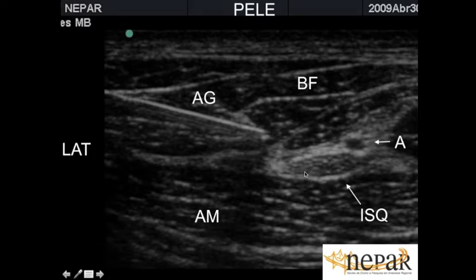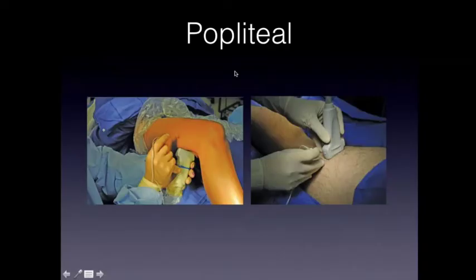The popliteal approach can be done in many ways, but these are the two most common techniques: the posterior one, which is the classic one, and the lateral one. Well, depending on the positioning of the patient, sometimes you have, for example, a lumbar fracture, and you don't want to change the patient's decubitus or position.